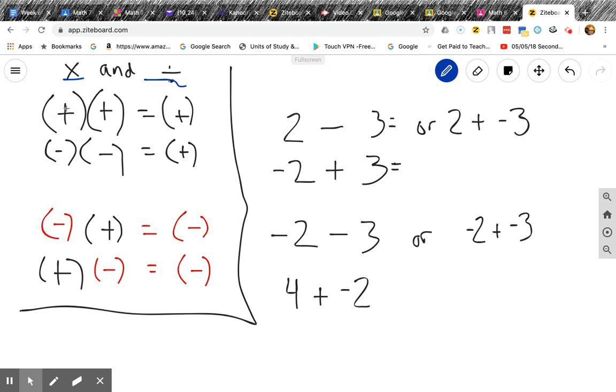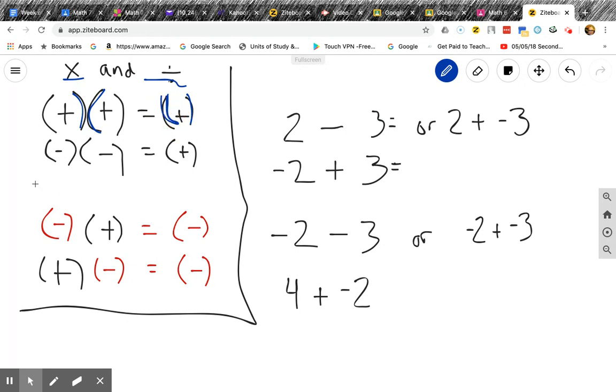When we multiply, this means multiply with our parentheses here. Okay, two positives, the answer is always positive. If we multiply two positives, you're always going to get a positive.